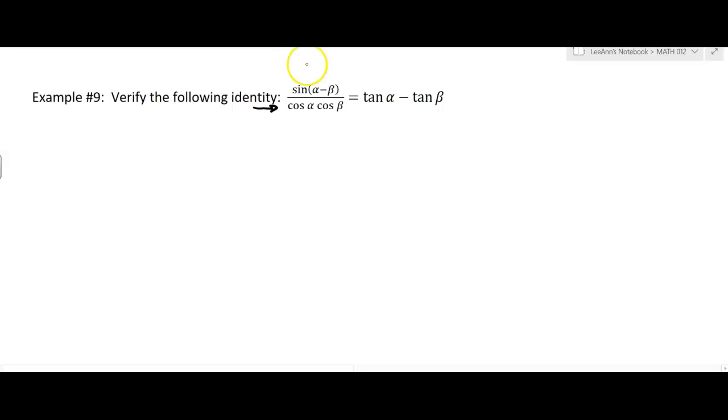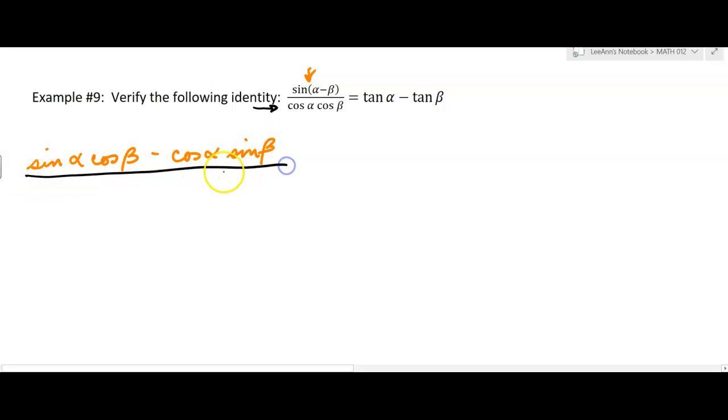Up here in the numerator, we're going to use that difference formula for sine. Seems to be a popular one today. Okay, so sine alpha cosine beta minus cosine alpha sine beta, and then it's going to be over cosine alpha cosine beta.